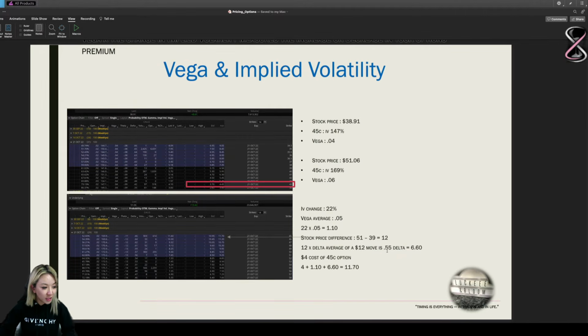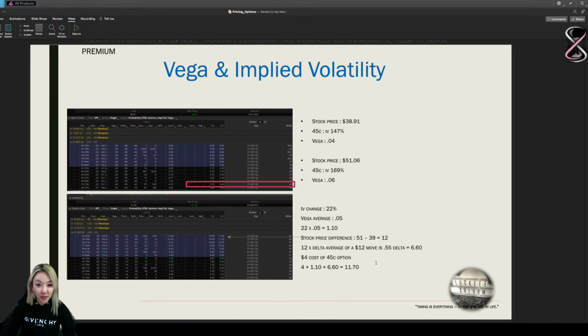So if you get this average and you multiply it by 12, that's $6.60 gain on your option premium just on the delta. Well, your $4 option that you paid for increases in not just the delta, but also in the Vega and implied volatility increase, which was that 110. So your 4 plus 110 plus 660 equals 1170. So this is the power of options, how Vega, implied volatility, and delta can all help you in trading, right?